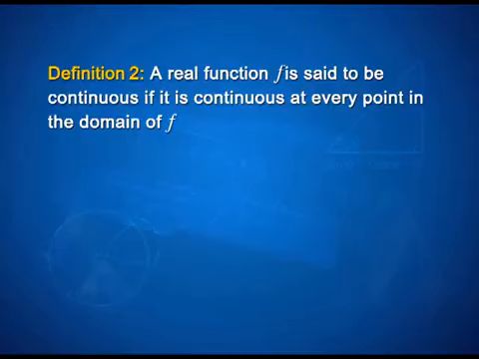our earlier definition was about continuity at a particular point. We say that a real function f is said to be continuous if it is continuous at every point of the domain of f. We also have a definition for a function to be continuous over its entire domain. A function will be continuous if it is continuous at every point of its domain.